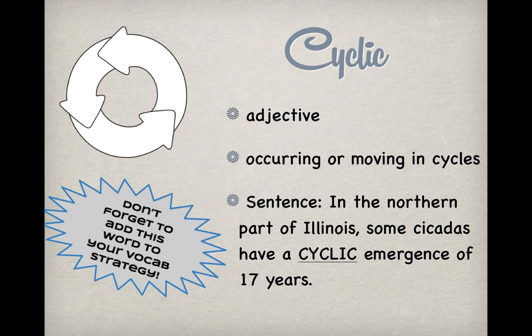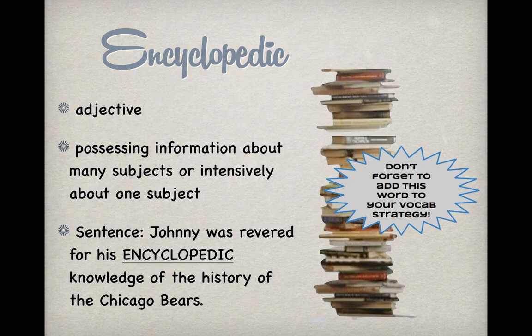In your book it reads, because it moves around the sun in a cyclic pattern that takes approximately 76 years, the reappearance of Halley's Comet can be calculated precisely. Don't forget to add this word to your vocab strategy before moving on to our final word, which is encyclopedic.